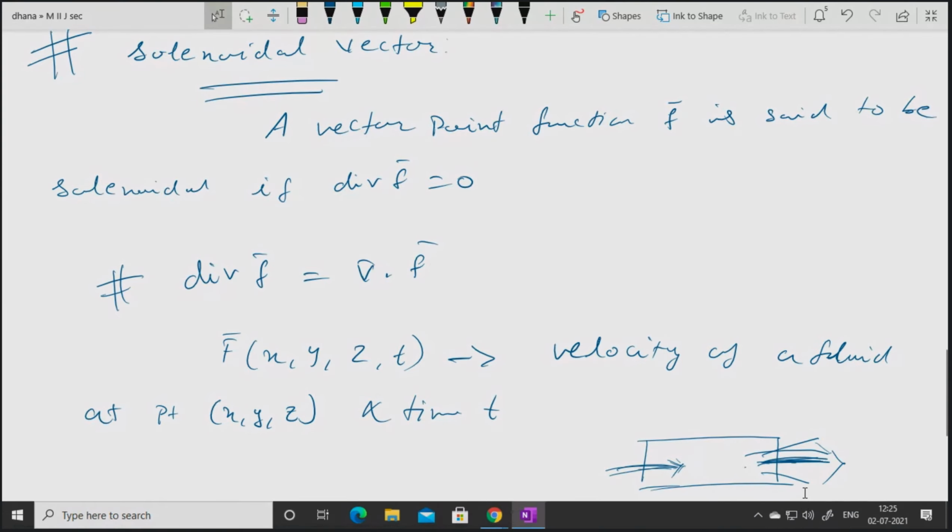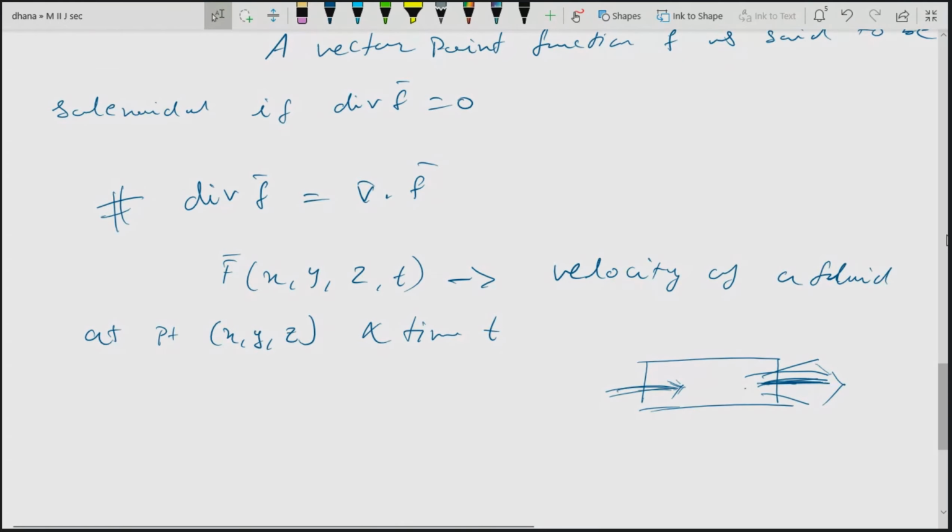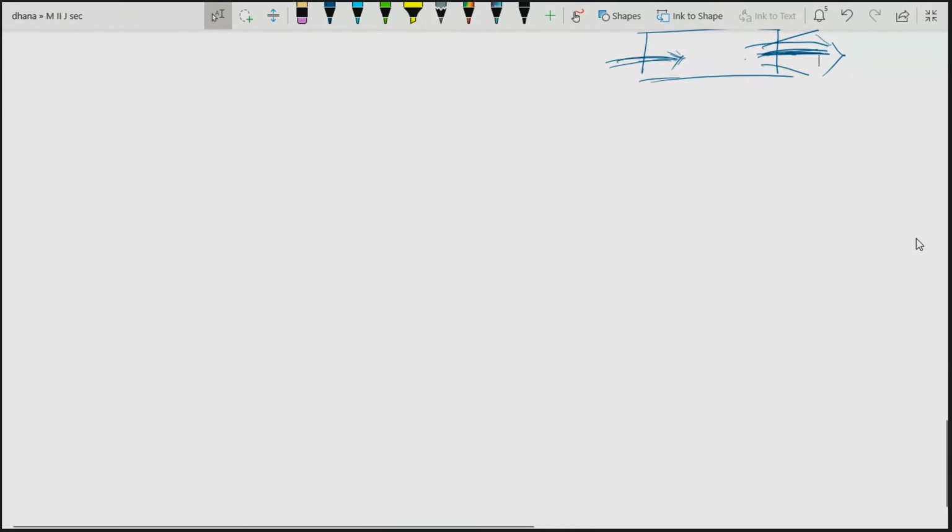In fluid dynamics, this is what it means: the divergence of this vector measures the outward flow or the expansion of the fluid from that point at any time. Now let us see a few problems related to this divergence.